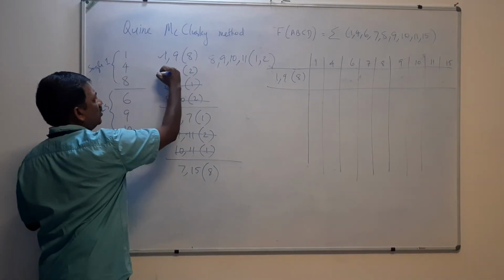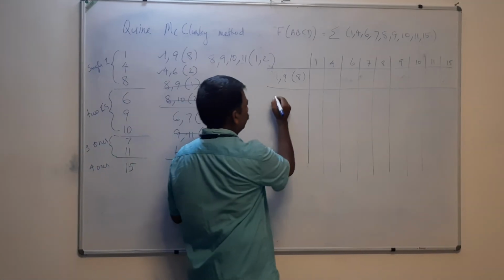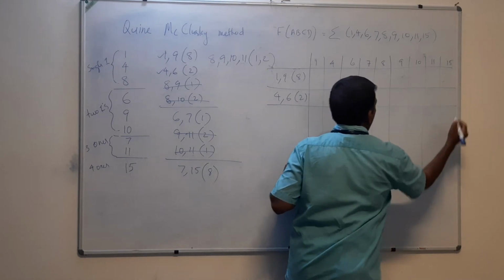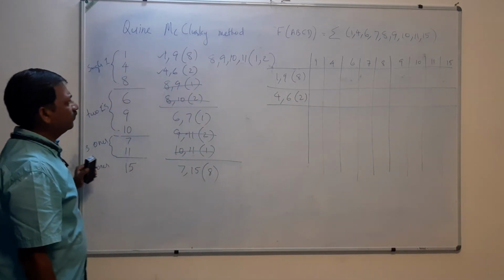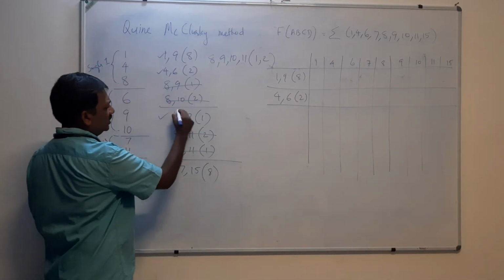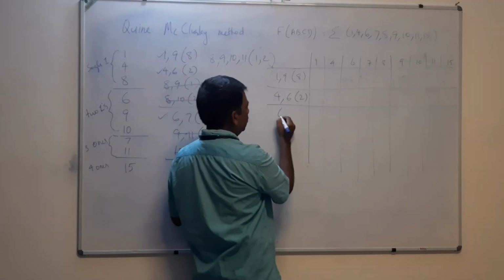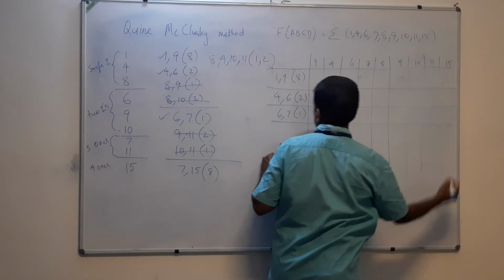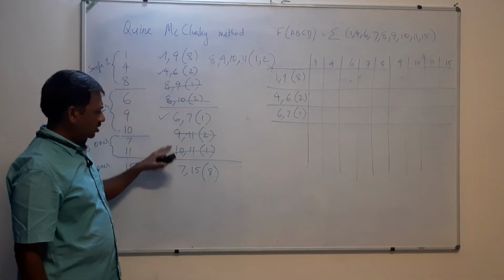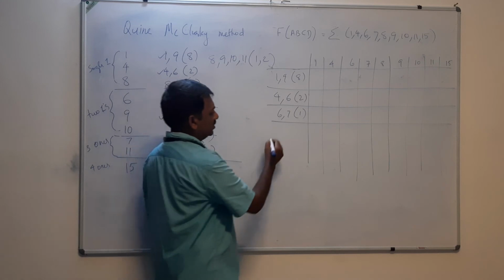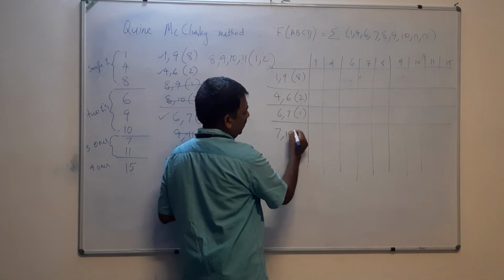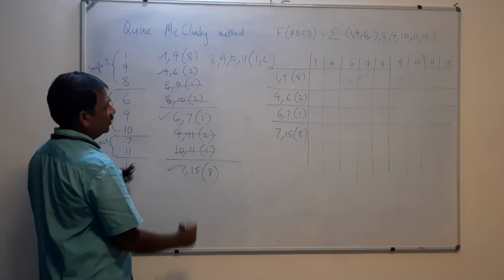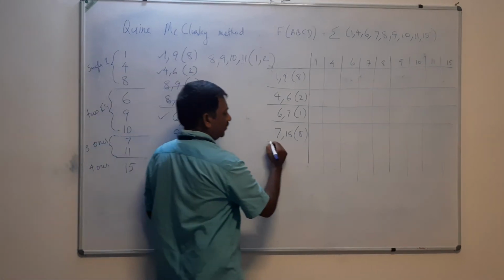Next one is 4 and 6 within brackets 2. Now this is 6 and 7 within brackets 1. And now we have 7 and 15 within brackets 8. So that's over. Now we have to write this.